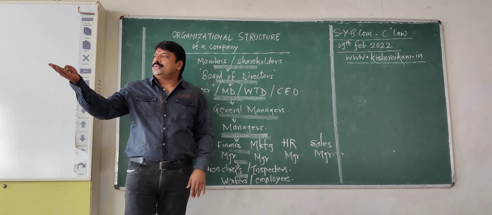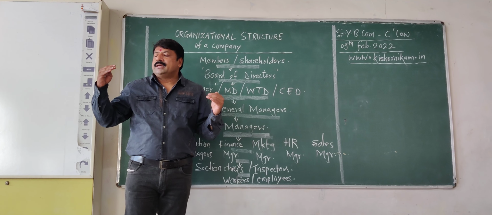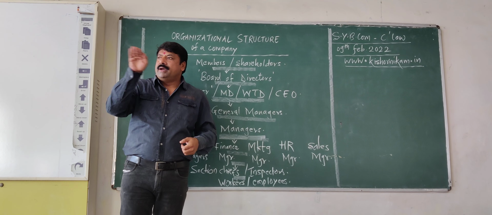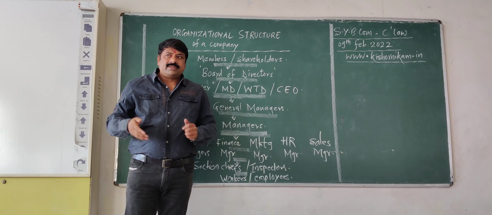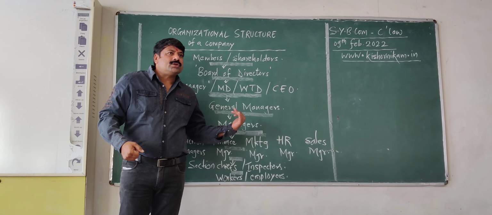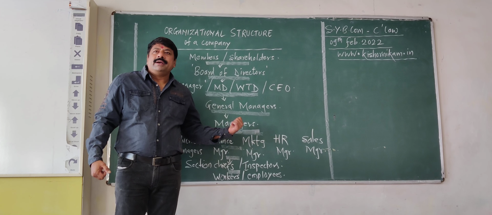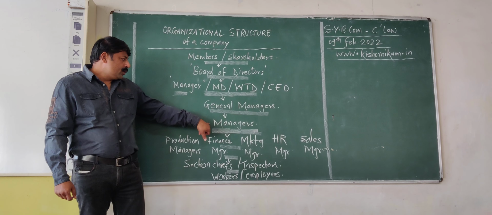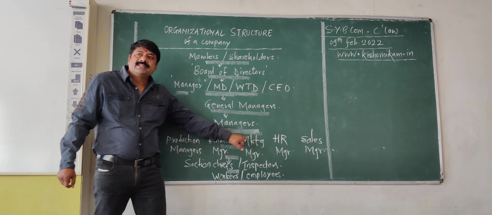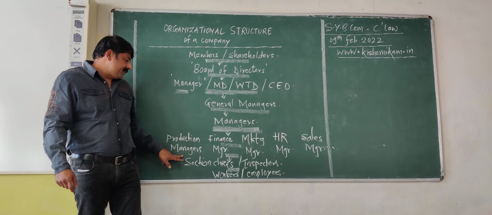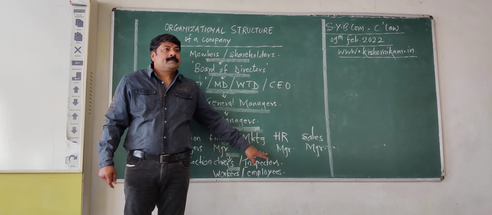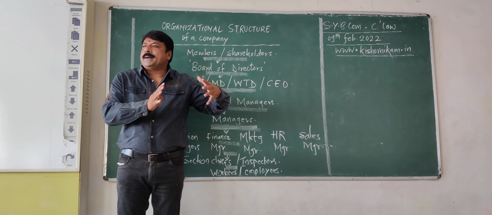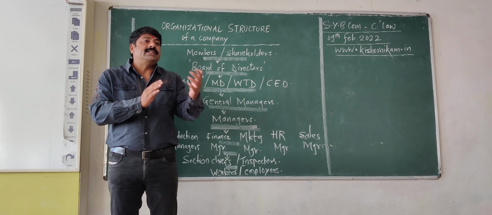You would have gone through levels of management in business management: top level, middle level, upper middle, lower middle and lower level. The same is the concept, but in the context of company law, I have written this answer. So managers department-wise, and under them come section chiefs and inspectors for different departments, like the production department. It may require section chiefs.